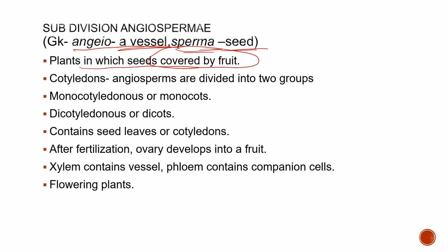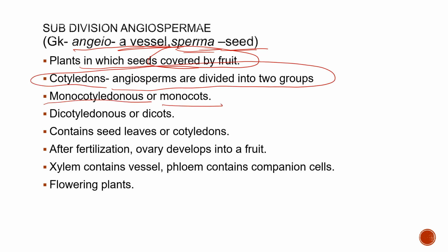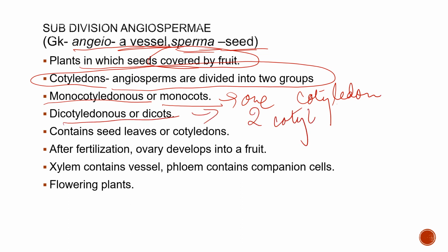Now angiosperms are divided again into two parts, that is monocots and dicots, based on the presence of cotyledons. Monocotyledonous plants, or monocots, have one seed leaf, that is one cotyledon, and dicotyledonous plants, or dicots, have two cotyledons. This we all know from the lower classes, where we started studying dicots and monocots.